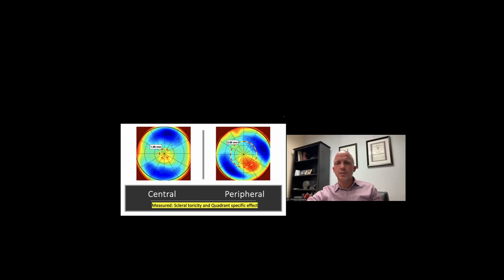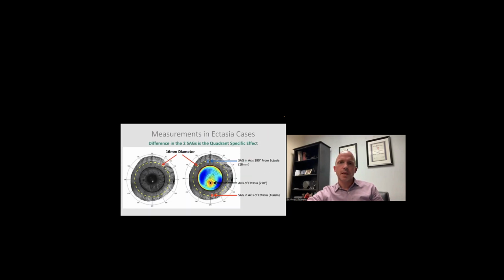And we really looked at two aspects of scleral shape. Number one was scleral toricity, and the second one was scleral asymmetry, which we termed a quadrant-specific effect. For the quadrant-specific effect, specifically what we did was measure the sagittal height at the same axis as the ectasia, which is represented by the red X, at a chord diameter of 16 millimeters.